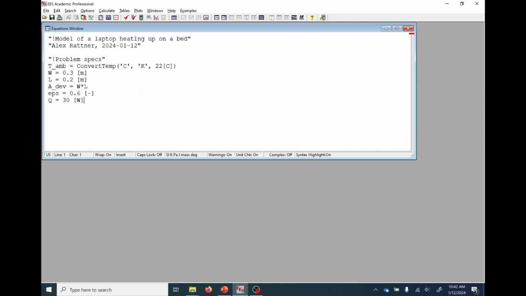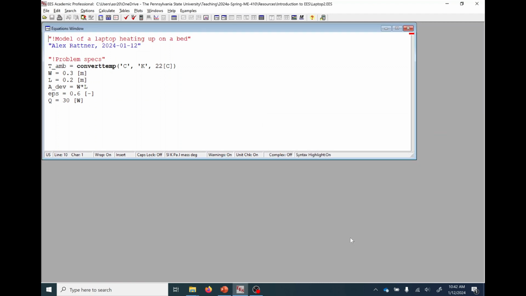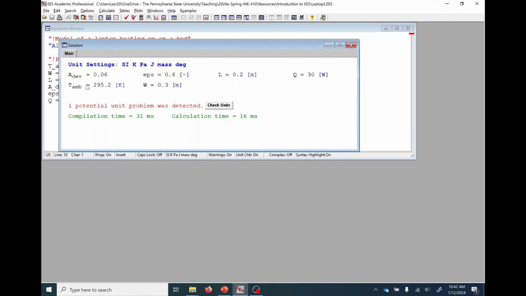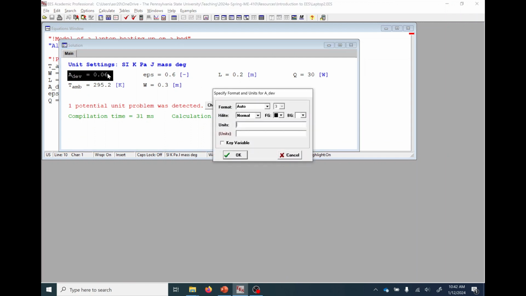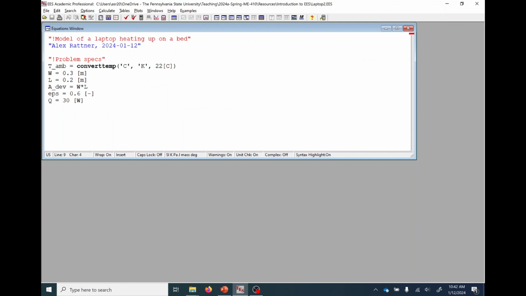Okay, so now let's run this program. We've added plenty of code, so let's save it first. I'll save it here in this folder, and let's run it. Okay, so we get a result. All the quantities look reasonable. We just have to make sure that we've got the units sorted out for the area of the device. So let's save that, update our guesses, and now we'll go back into the code.